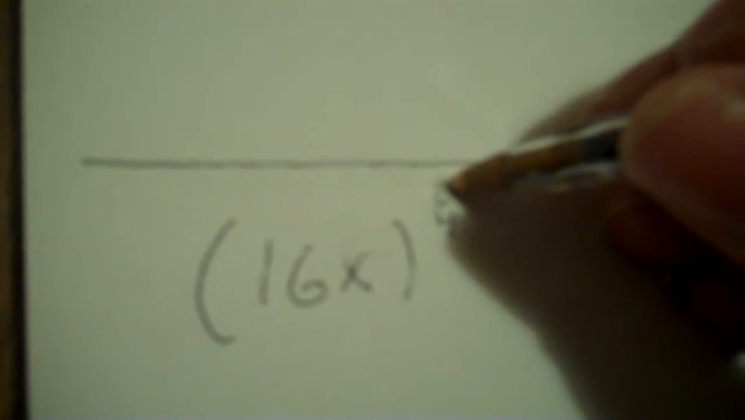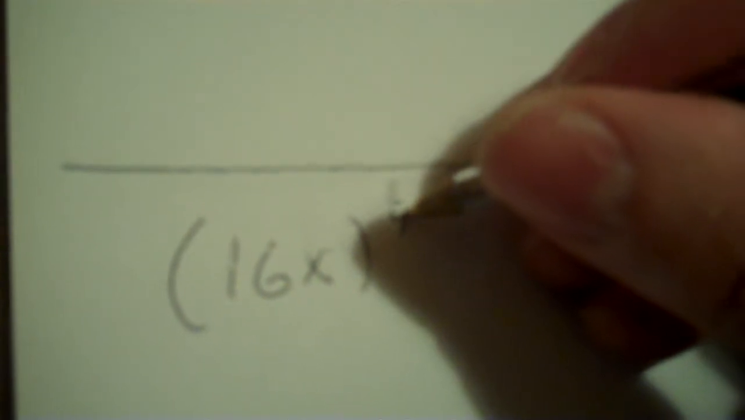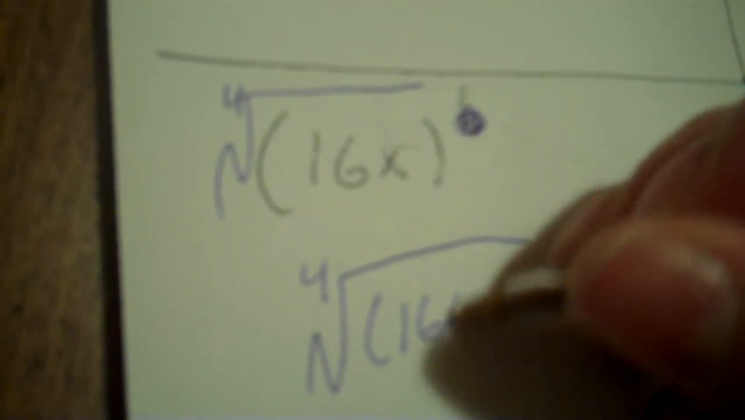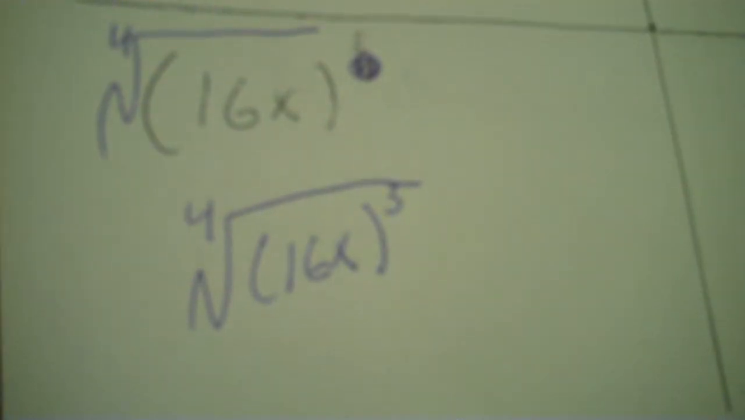Now the rational exponent is on an entire parentheses. So you put the radical around the entire parentheses with a 4 in the index, and that 4 now goes away. So we have a radical of degree 4, and we have 16x. And then the third power has to be placed outside.